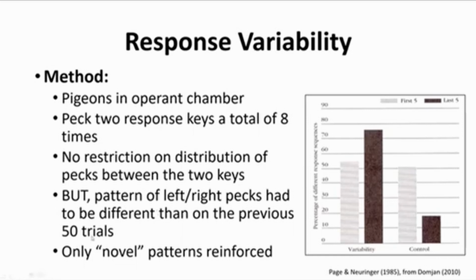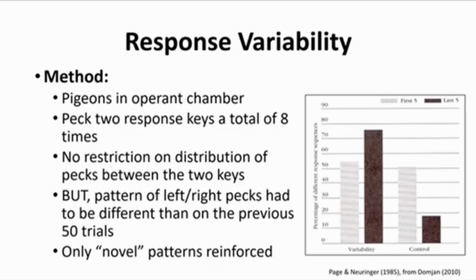So basically, if on trial 1 they pecked the horizontal striped key 8 times, they would get food. But if on trial 2 they did it again, they wouldn't get food because that combination had already happened. If they then switched and pecked only black every time for 8 trials, then they would get food again, but if they repeated it, they wouldn't get food. So only novel patterns would be reinforced.